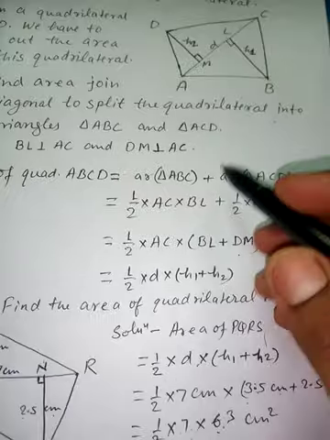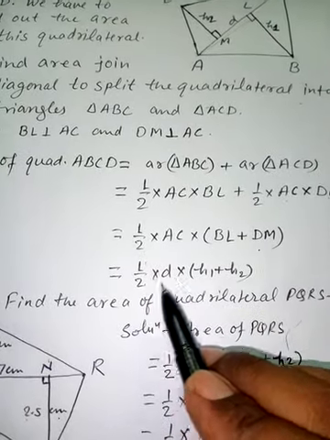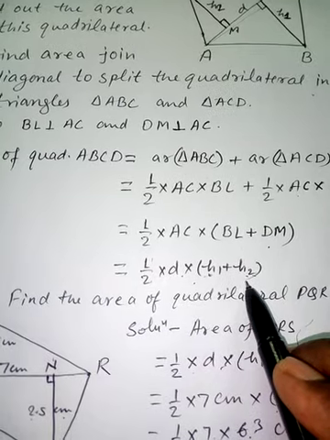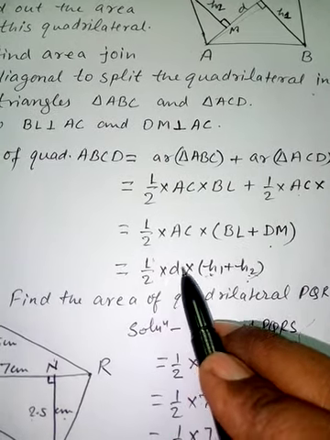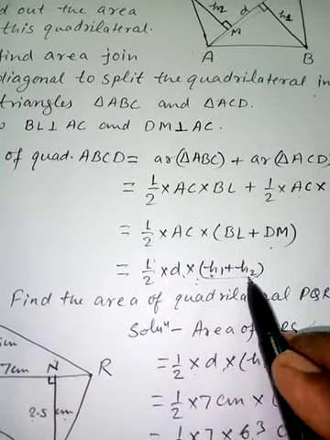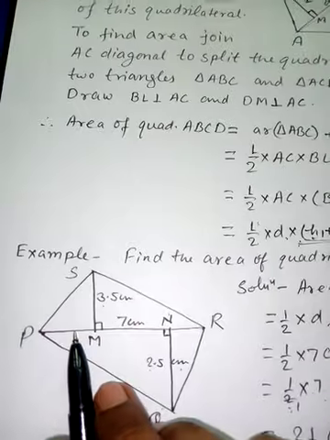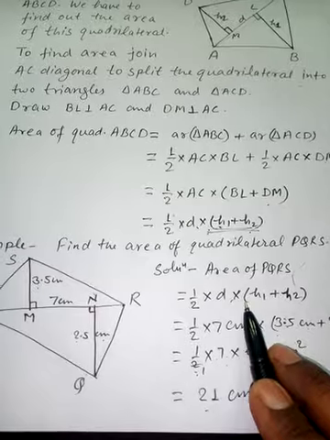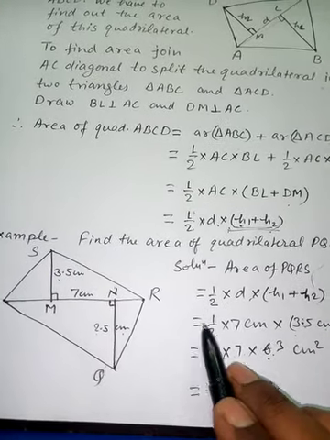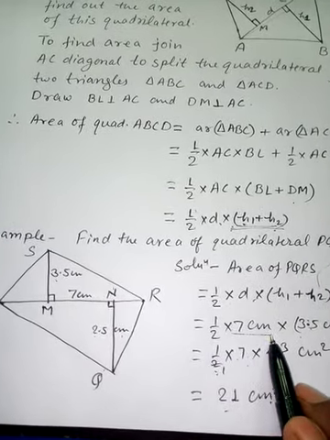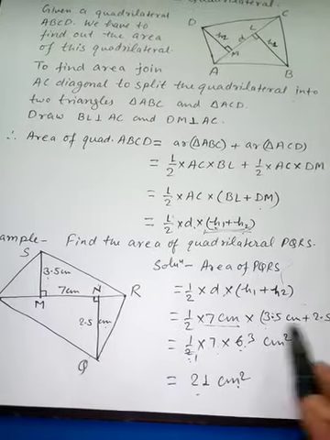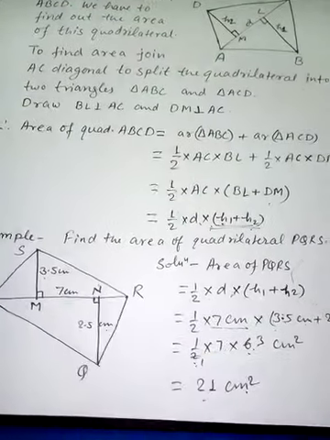Here the formula is 1 by 2 into diagonal into the sum of the perpendiculars. That is, 1 by 2 into the diagonal, 7 centimeter, into the sum of the perpendiculars on the diagonal.